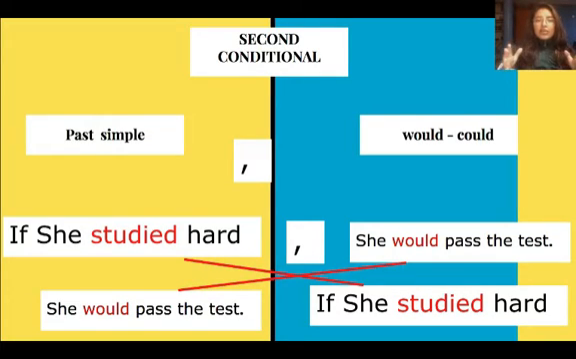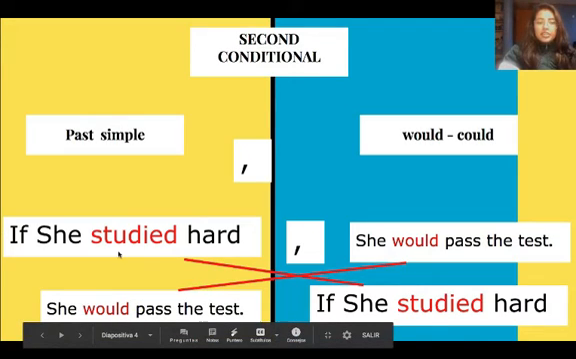Let's start. Second conditional. We have to join two sentences. The first sentence with past simple and another sentence with would, the modal would. Okay. When you want to join these sentences, you have to put the comma in the middle of both sentences. Okay. If she studied hard, comma, she would pass the test.